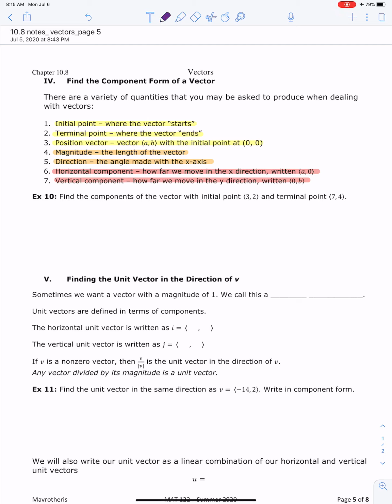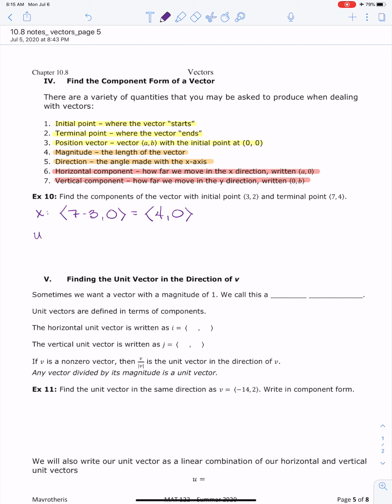Okay, so let us focus on that horizontal and vertical component right now. Example 10, you're asked to find the components of the vector. So we just want this written specifically as the x piece and the y piece. So to find that x component, I'm just going to look at the x parts. So my terminal point is 7. My initial point is 3. I'm not worried about the y component at all, so I'm just going to make that a 0. My x component is the vector 4, 0, my horizontal component.